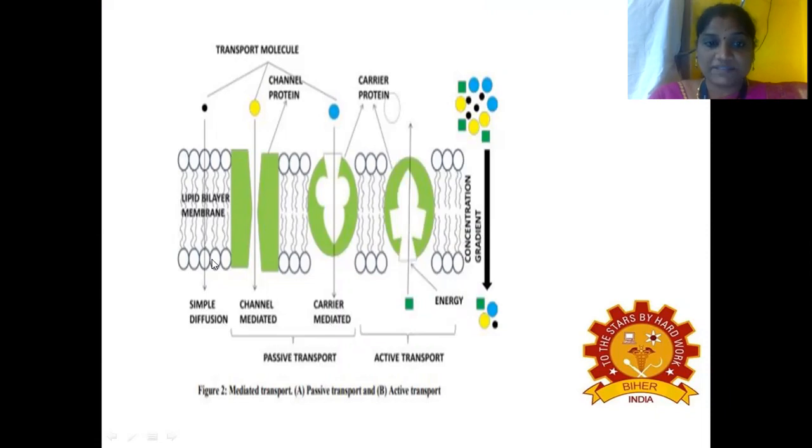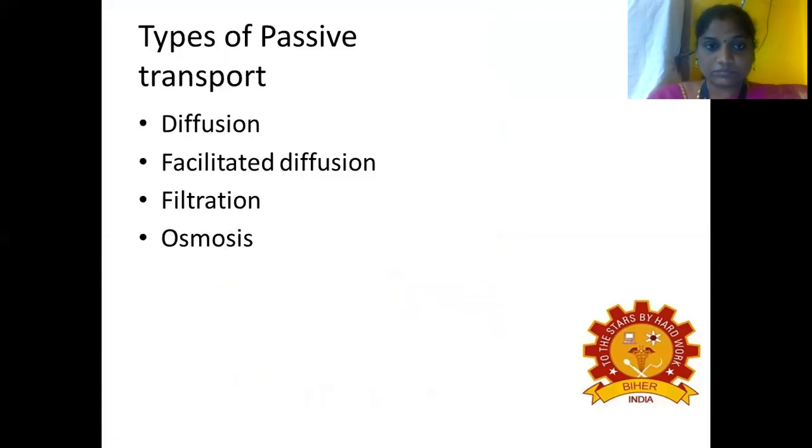Here is passive transport. Passive transport does not require energy. It will be moving from a higher concentration to lower concentration, so there is no need of energy. In active transport, they are moving from low to high, so only they'll be needing energy, whereas passive transport does not need any energy. Instead they'll be using transport proteins such as channel proteins and carrier proteins to help the molecules move across the cell membrane. This is called passive transport.